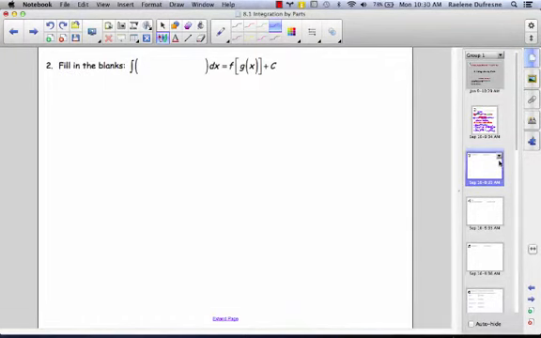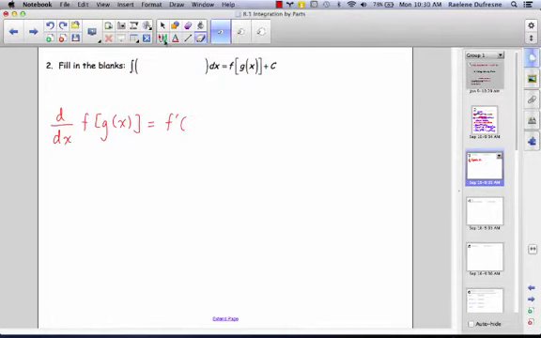In number 2, fill in the blanks. So we have the integral of stuff dx is equal to f of g of x plus c. Well, if you didn't know the integral of the quantity here, you could take the derivative of the other side, and we know that the derivative with respect to x of f of g of x is equal to f prime of the inner function multiplied by g prime of x.